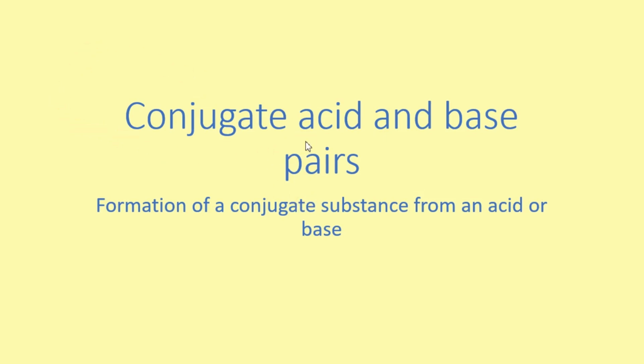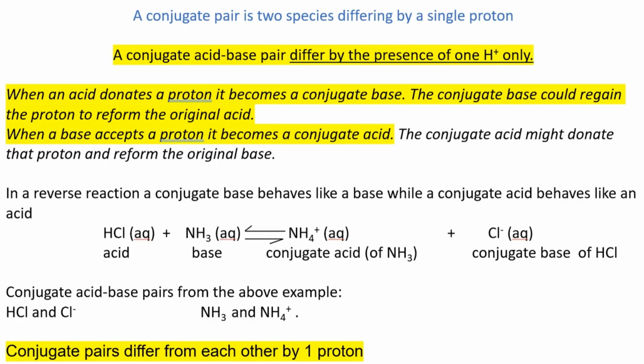So here we're looking at conjugate acid and base pairs and the formation of a conjugate substance from an acid or base. A conjugate pair is two species differing by a single proton. Please bear that in mind. That's such a useful tool to have at your disposal when it comes to questions.